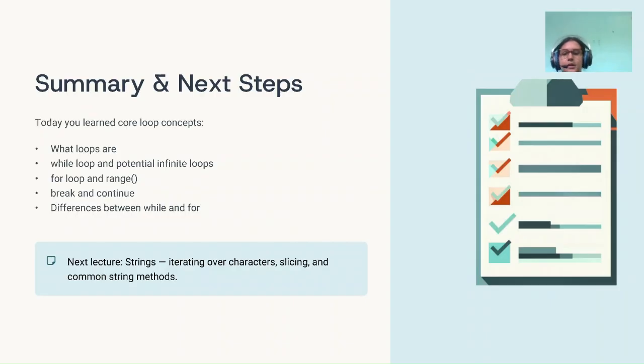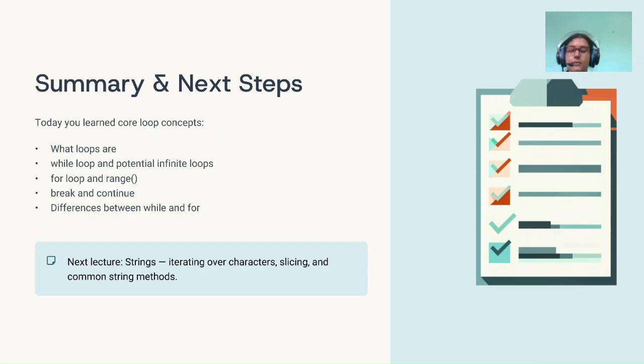So let's quickly revise what we have learned today. Today we learned what loops are and why we need them. We learned about the while loop, the for loop. We learned about the range function. We learned about what the break statement is, what the continue statement is. We also learned the difference between while and for loops, and we practiced a lot of questions, right?